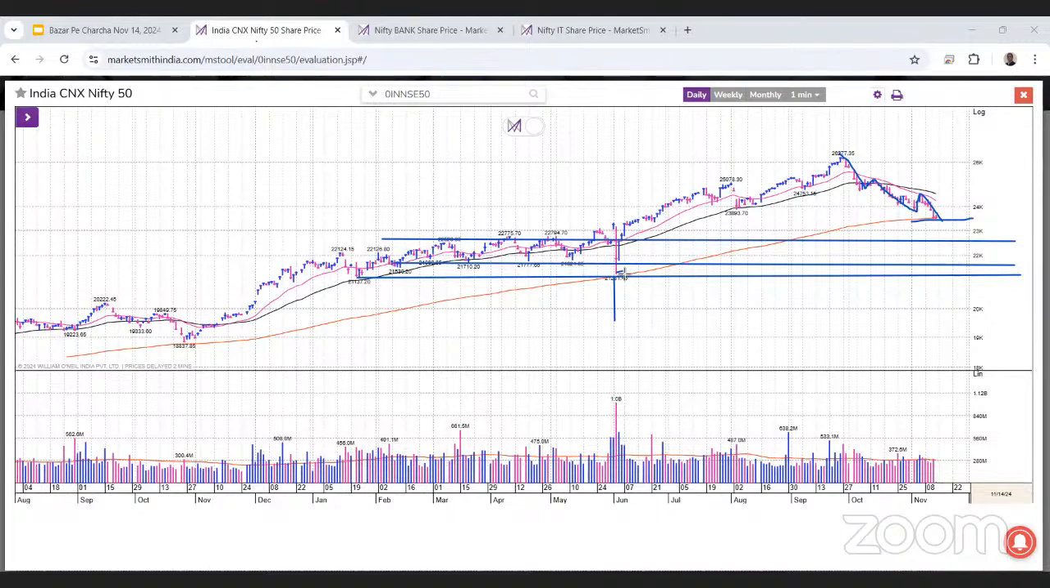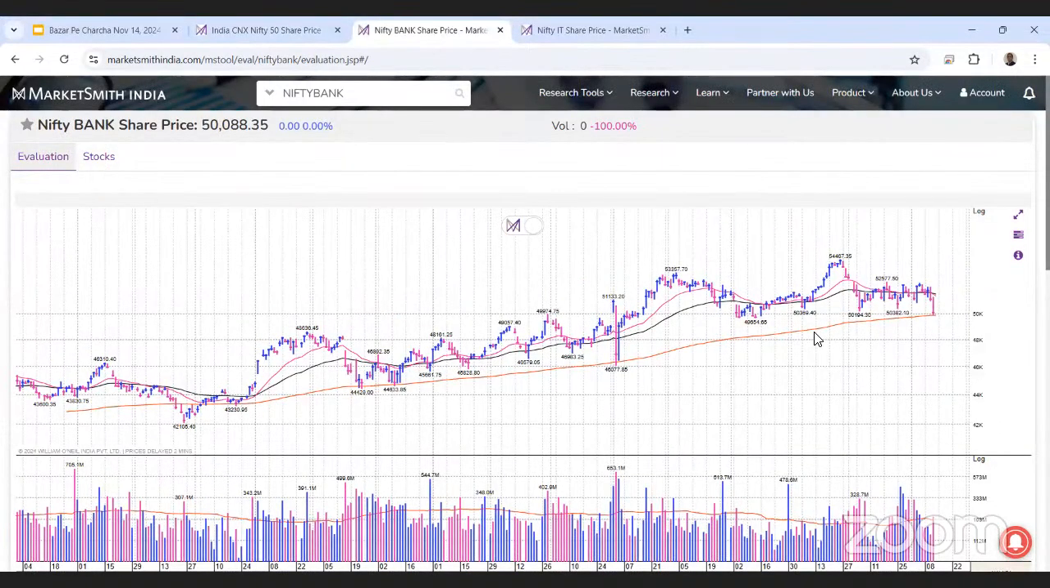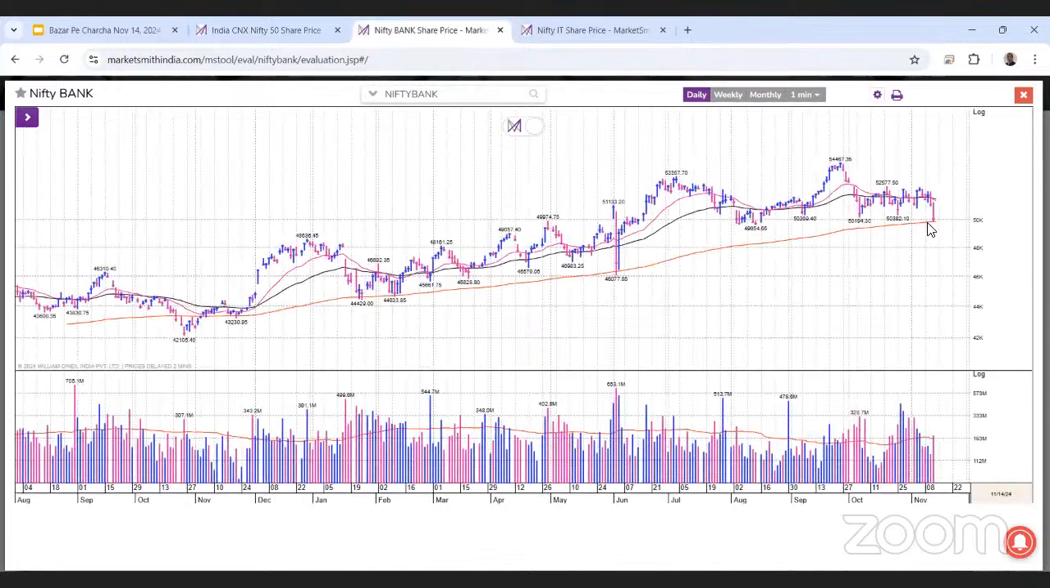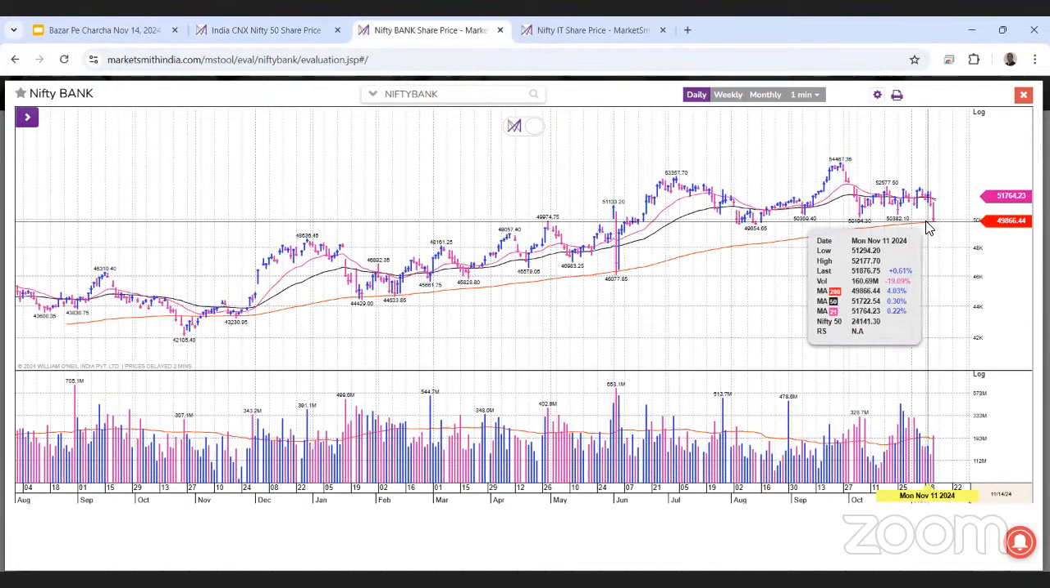But yes, if it takes support around here, I'm not denying a bounce back in Nifty also. Now, apart from Nifty, let's move to discuss Bank Nifty. So, the Bank Nifty chart. After so many months of struggle, this time Bank Nifty has finally, decisively, I can say, retested the 200 day moving average.